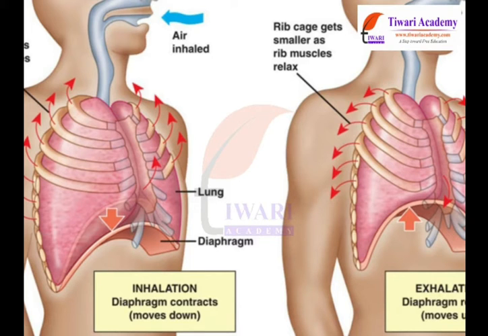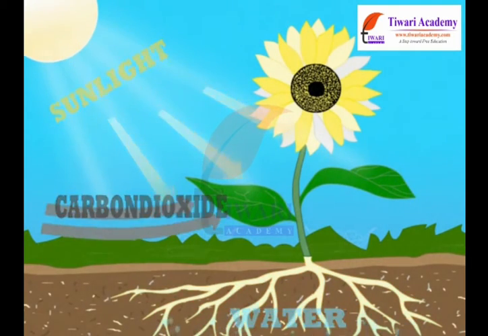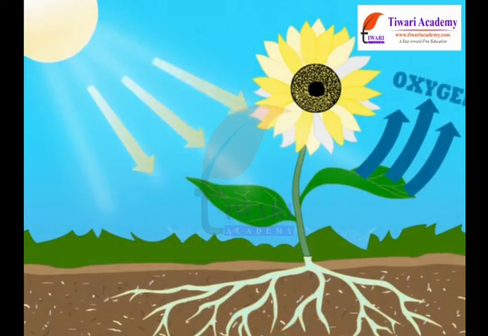Breathing is a part of respiration process. We all take in oxygen and give out carbon dioxide. This is called breathing. When we breathe in, we take oxygen inside our body, while when we breathe out, air moves outside from our body. We throw out carbon dioxide from our body. While plants take in carbon dioxide and give out oxygen.